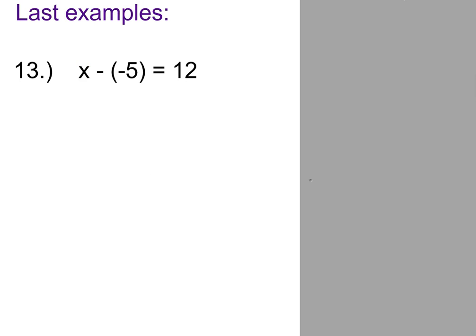Example 13 here. If I have x minus a negative 5 equals 12, your goal is to get rid of this value of negative 5. How do you get rid of a negative 5? Well, you must have to add 5, right? Well, that would be your first instinct. However, if you add 5 to this, you get x minus 0 equals, you must have to add 5 here, equals 17.